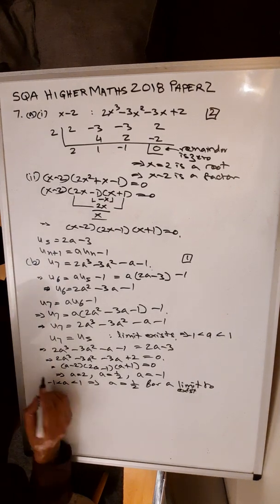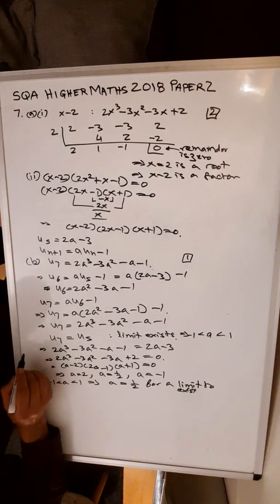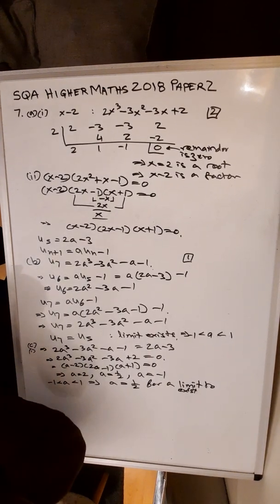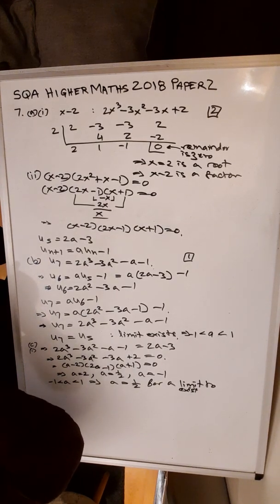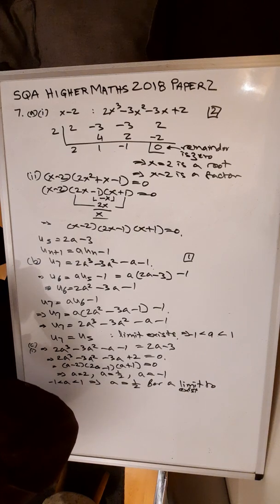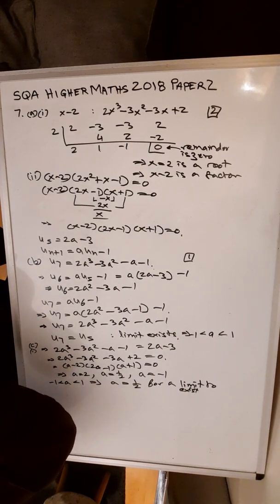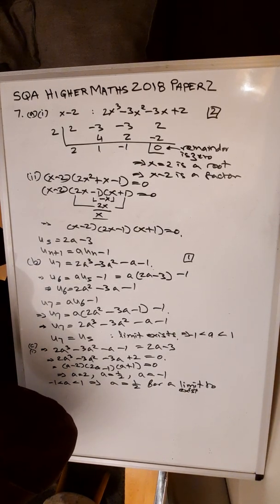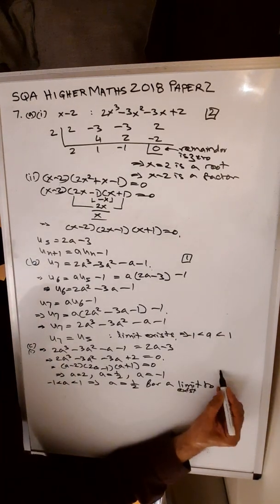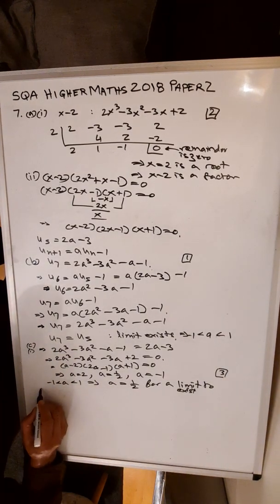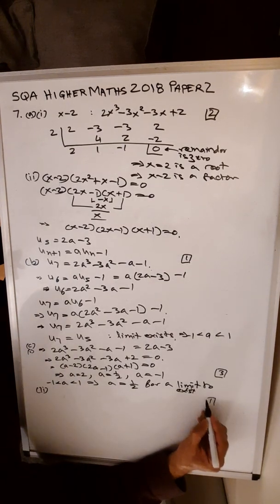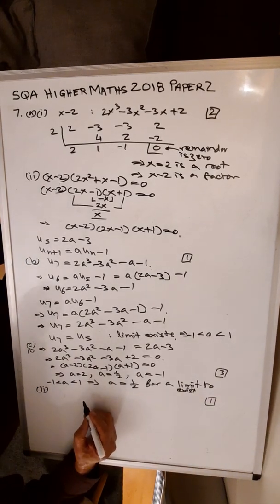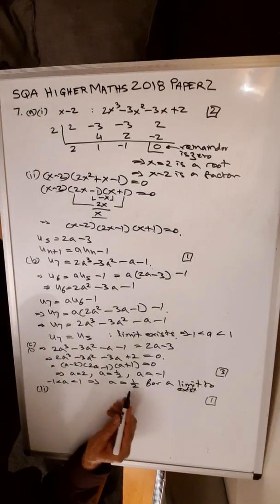And now this is part C1. Determining the value of a is for 3 marks, and for finding the limit, you're just going to get 1 mark. The limit exists, so a is equal to a half.